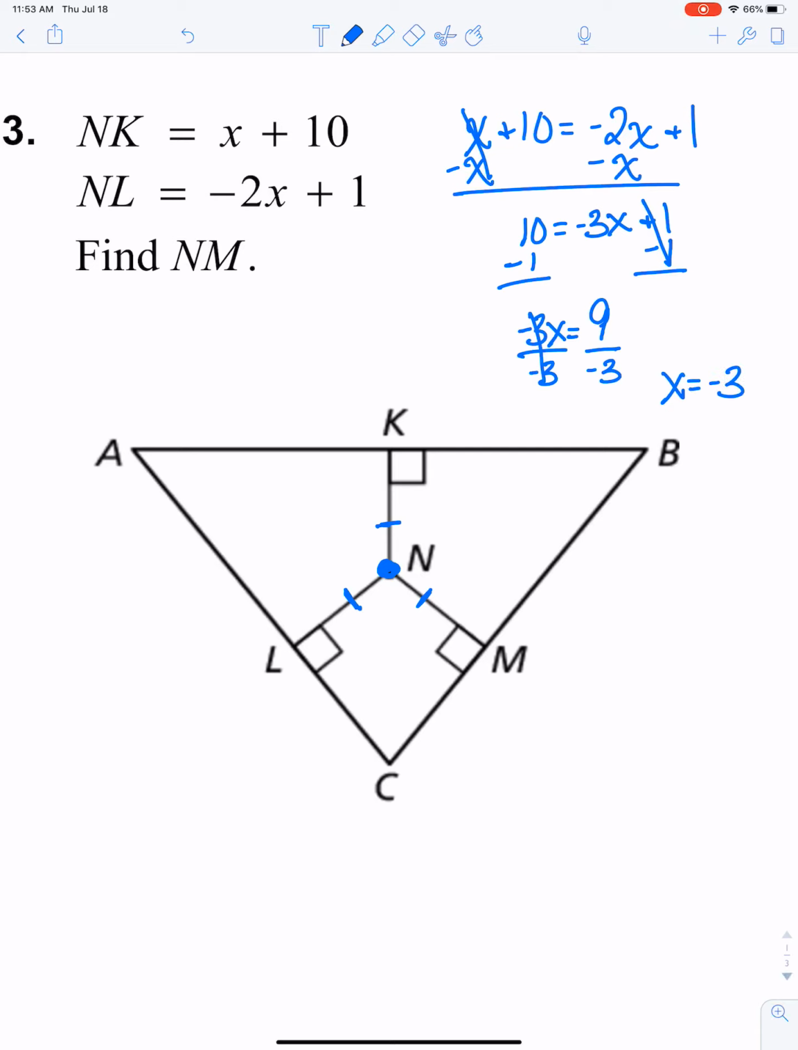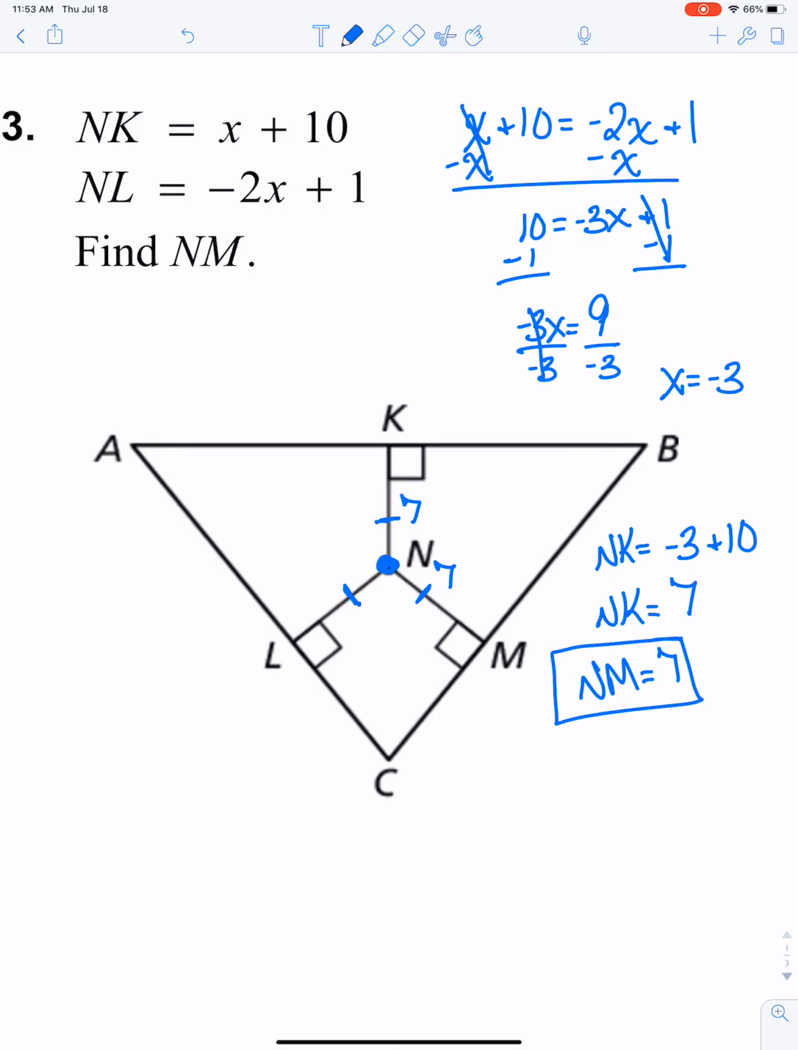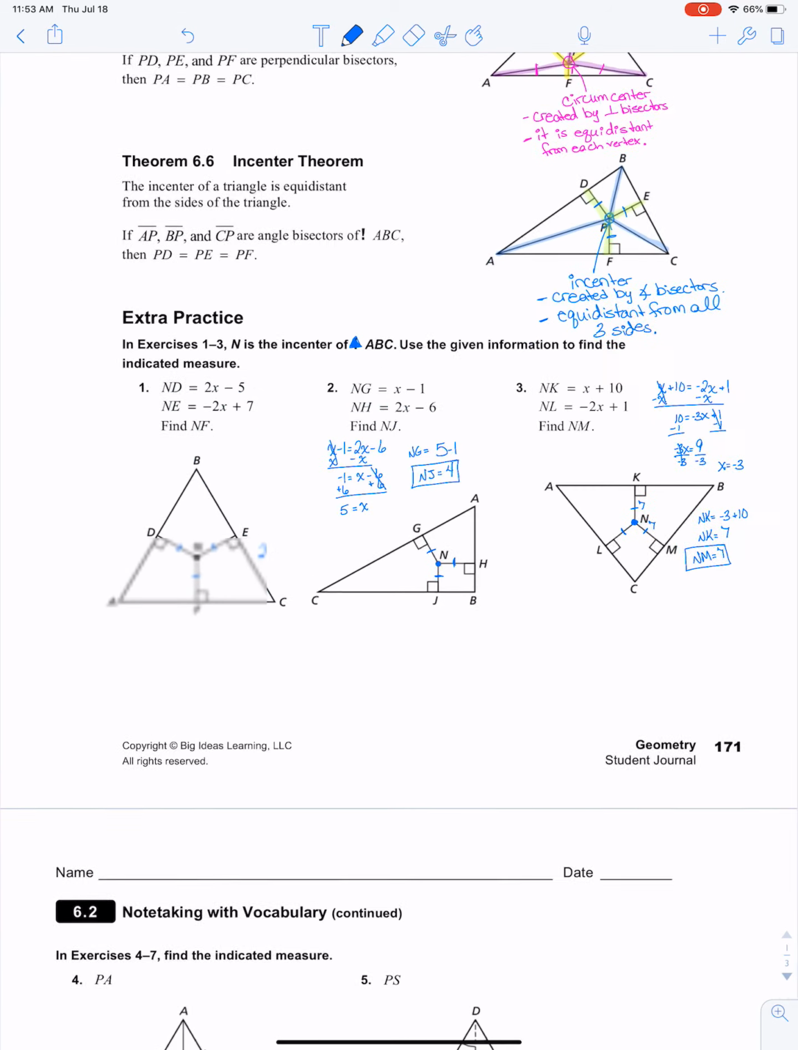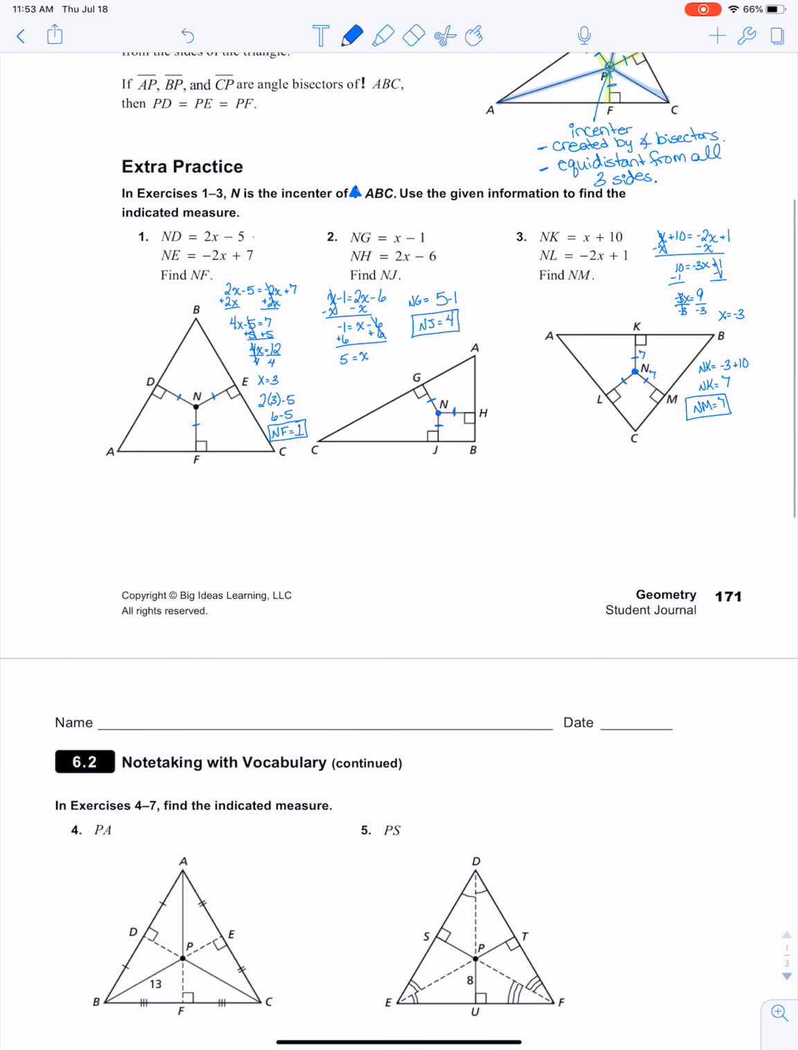Now, if x is equal to negative 3, I can now find NK by plugging in negative 3 for x plus 10. Negative 3 plus 10 is 7. So if NK is equal to 7, that means NM is equal to 7. So I've essentially found NM, the question I was looking to solve all along. All right, so that takes care of the in-centers.